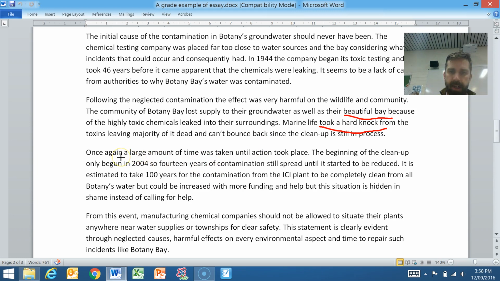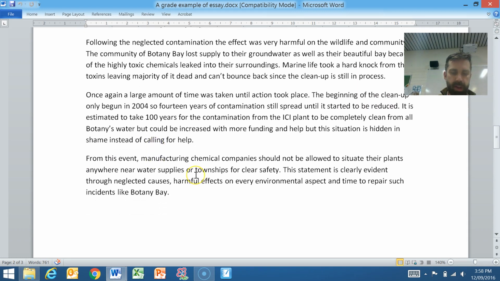Down here, they've been talking about how long it took for the cleanup to start. So that's what this paragraph is all about. This situation is hidden in shame. So again, not using necessarily scientific language. And then last of all, they've made their closing arguments. They're saying that manufacturing chemical companies should not be allowed to situate their plants anywhere near water supplies or townships. And they've summed it up using Botany Bay as an example.